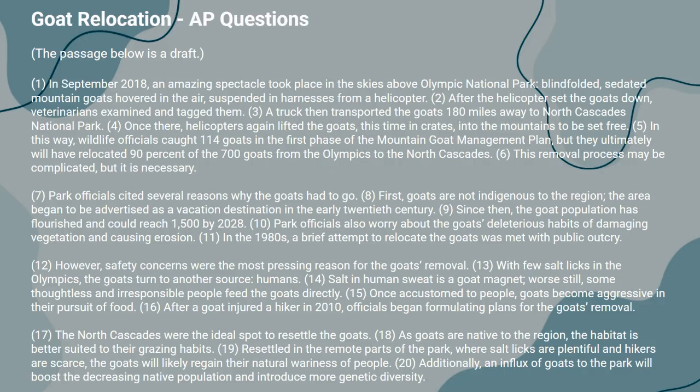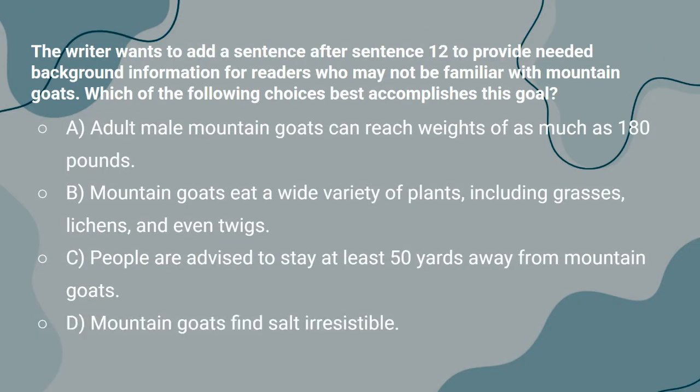So, let's read 13. Let's just see what it might say. With few salt licks in the Olympics, the goats turn to another source, humans. So we know that, and then it later goes on to say that salt in human sweat is a goat magnet. So safety concerns, and then it immediately goes into salt. So the sentence that could be added is most likely going to relate to the lack of salt, or the fact that goats need salt. So let's look at the question now.